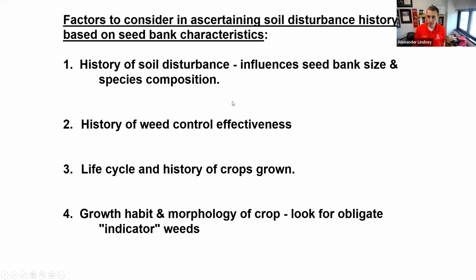The history of disturbance can influence the seed bank. The history of weed control effectiveness can as well. The life cycle and history of crops grown can impact the seed bank by affecting what species are present. And the growth habit and morphology of the crop could also affect the weeds that tend to survive and thrive in those environments.